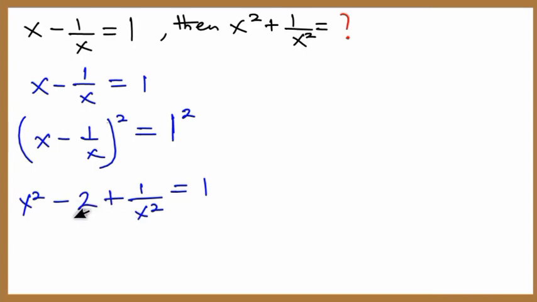So the best thing is to move this negative 2 to the right-hand side. So I'll have (x^2 + 1)/x^2 equals, when this 2 comes here, it becomes 3. So now the value for this one becomes 3.